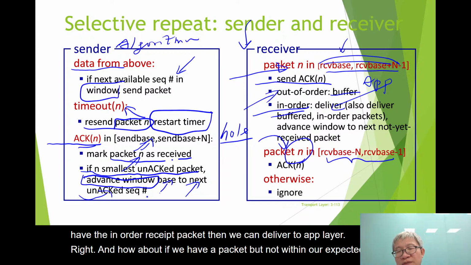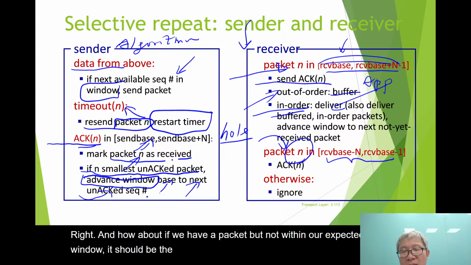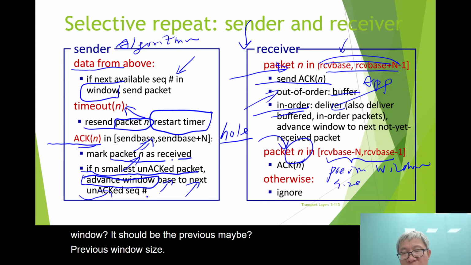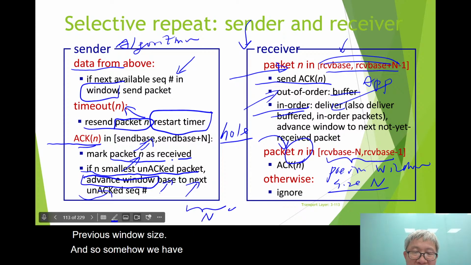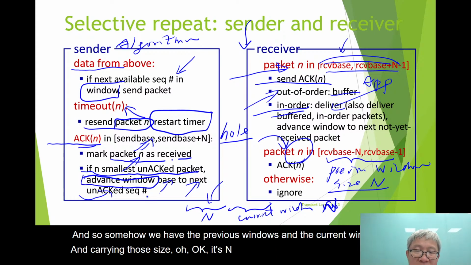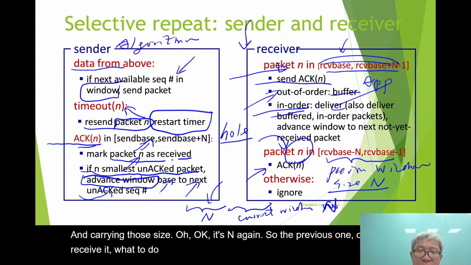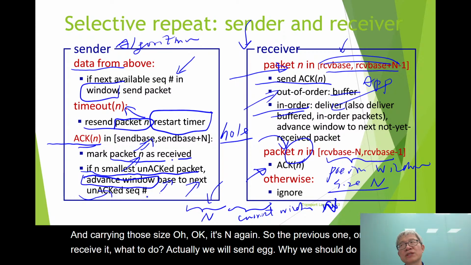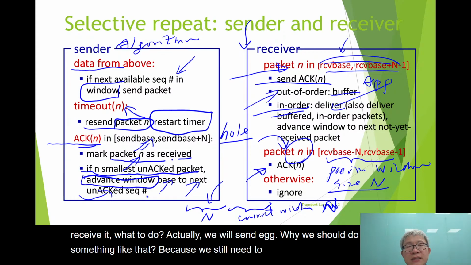It should be from the previous window. So something like we have the previous window and the current window, and the packet is N again. So the previous one, once we receive it, what to do? Actually, we will send ACK. Why should we do something like that? Because we still need to tell the sender.